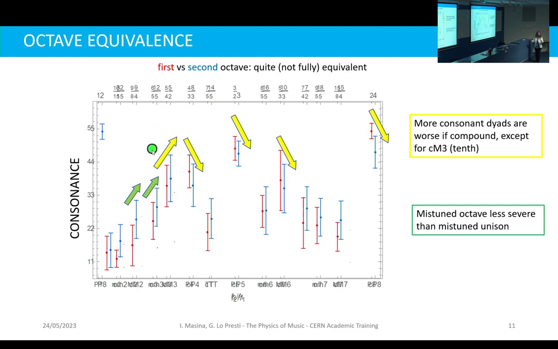musicians like really a lot, the tenth. If they can do it in their instrument, of course. I can do it with the harp. With the piano, you need probably a big hand. Anyway, notice also this, that mistuned octave is less severe than mistuned unison, because they improve, actually. All these, they improve a little.